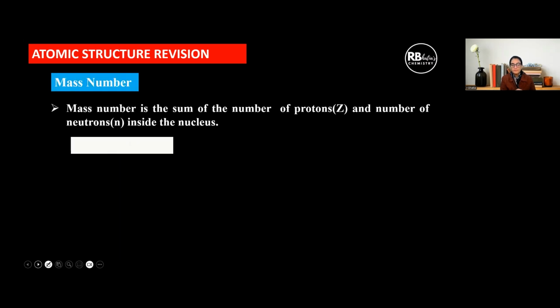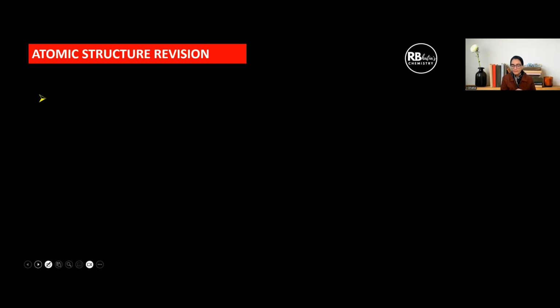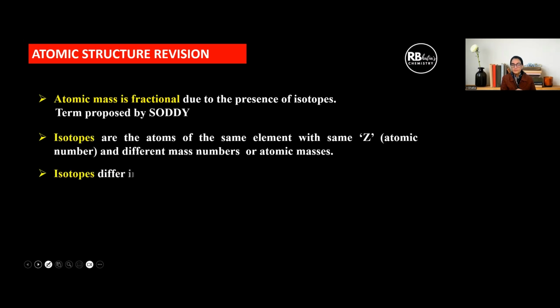Okay. So what is mass number? Mass number is the sum total of both neutrons as well as protons. Mass number is always a whole number. Atomic mass is fractional due to the presence of isotopes. The concept of isotopes was proposed by Soddy.